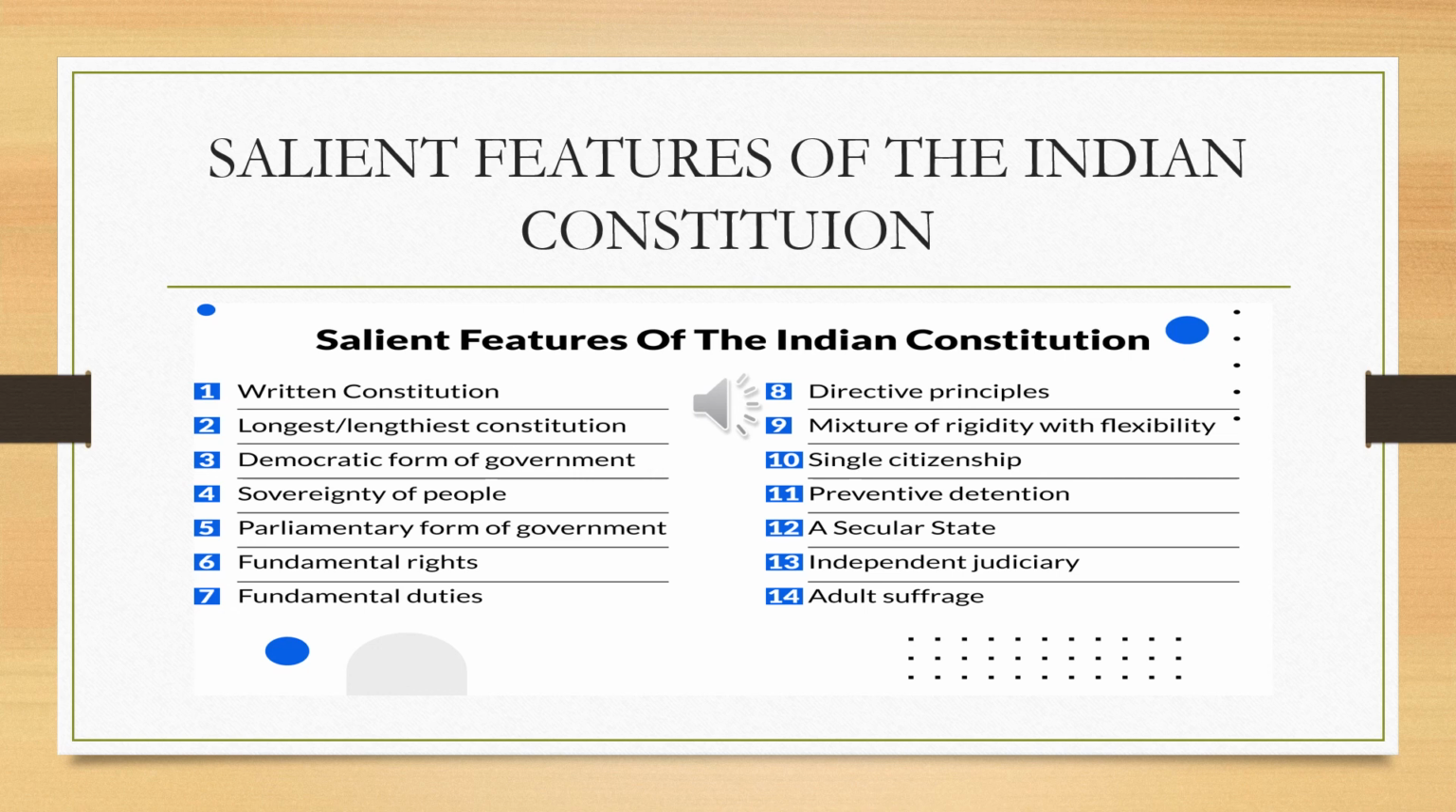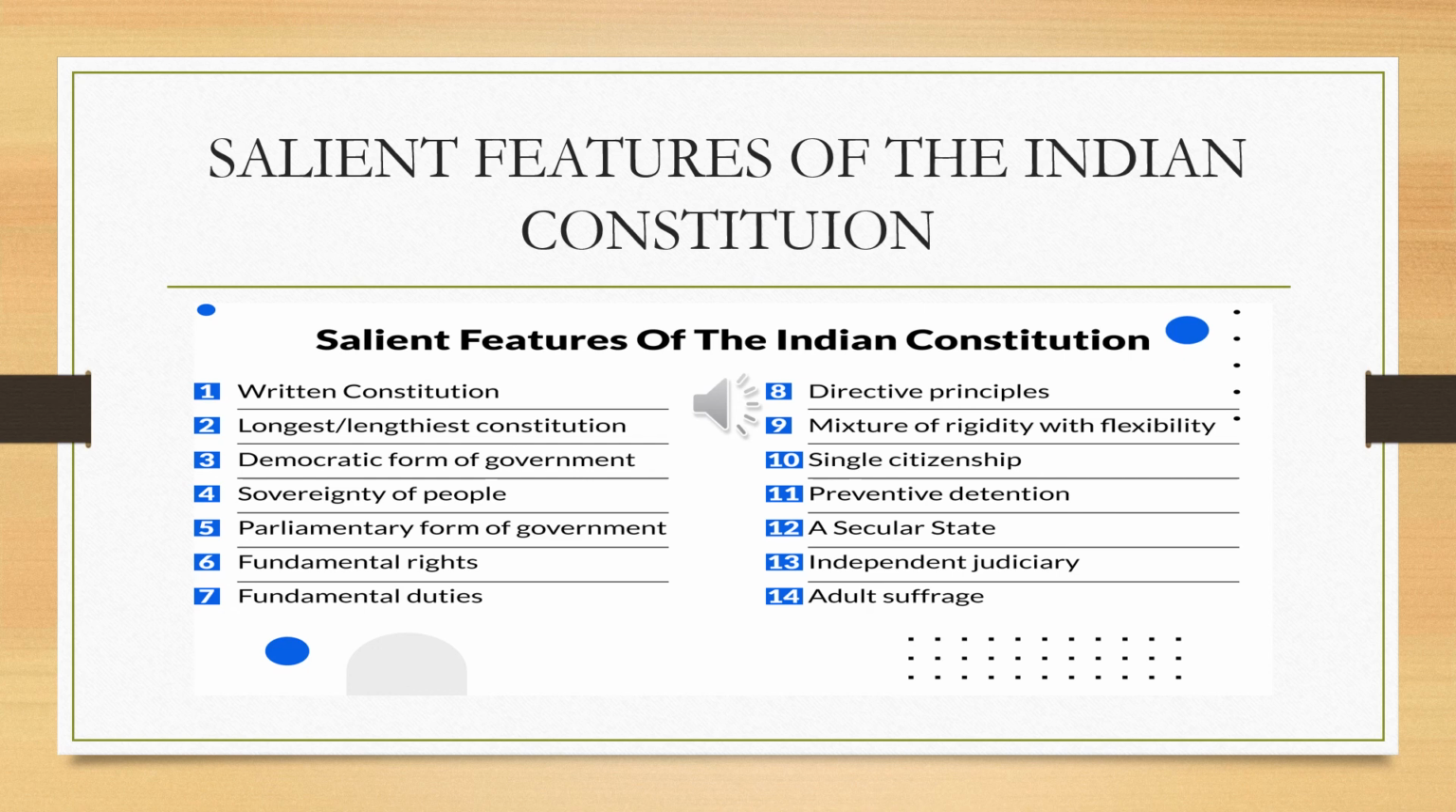And next one, directive principles of state policy. These directive principles are contained in part 4 of the constitution. Generally, these directive principles aim at providing the social and economic base of a democracy, but these are not enforceable by law.